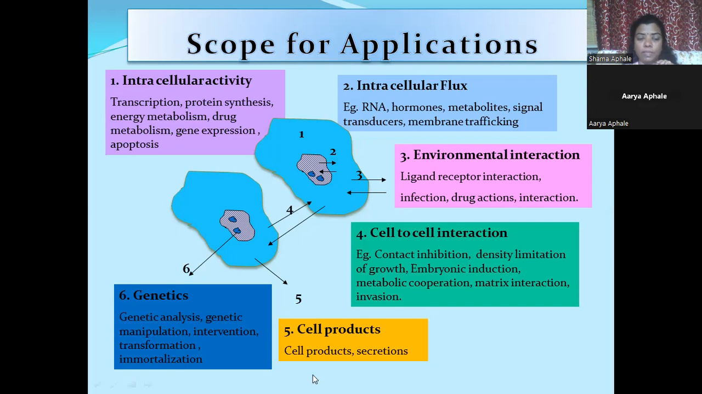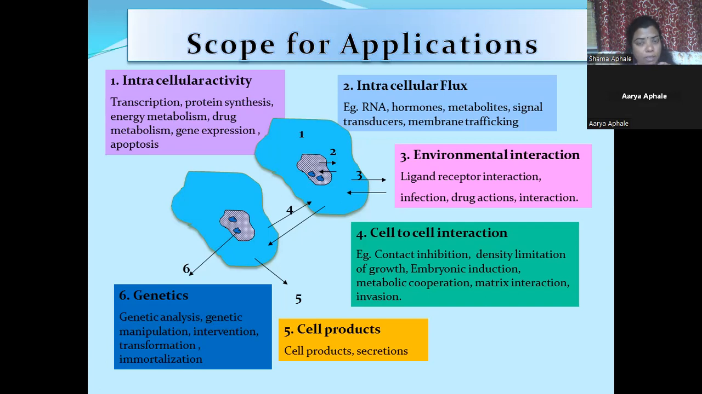Now coming to the basics of genetics, which can be studied by using these cultured cells and the primary cells. So you can do genetic analysis, you can perform experiments of genetic manipulation, and interventions of gene therapy can be applied to different cells. Transformation studies, on how a cell gets transformed from a normal cell to a tumorigenic cell, can also be studied by applications of animal cell culture.